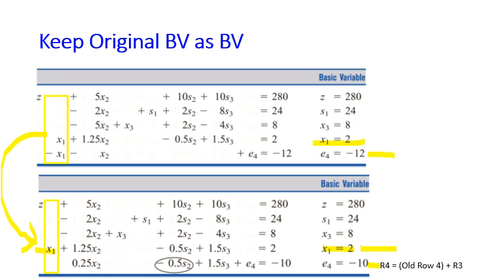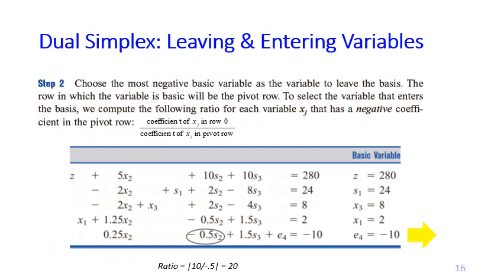Now you can see that this table at the bottom has all the correct basic variables, which means that the basic variables are all in the canonical form. Now we proceed to the dual simplex.